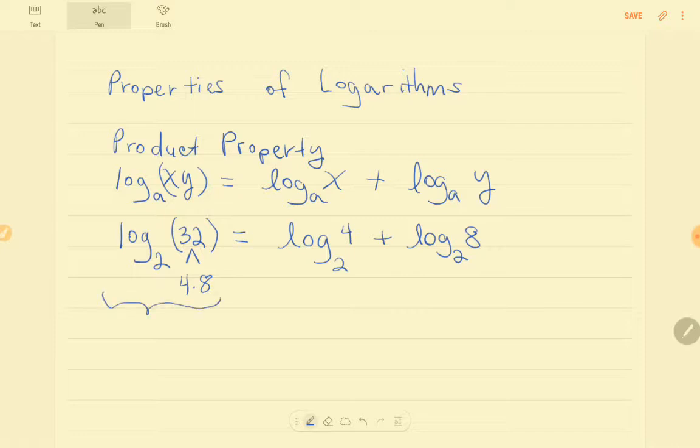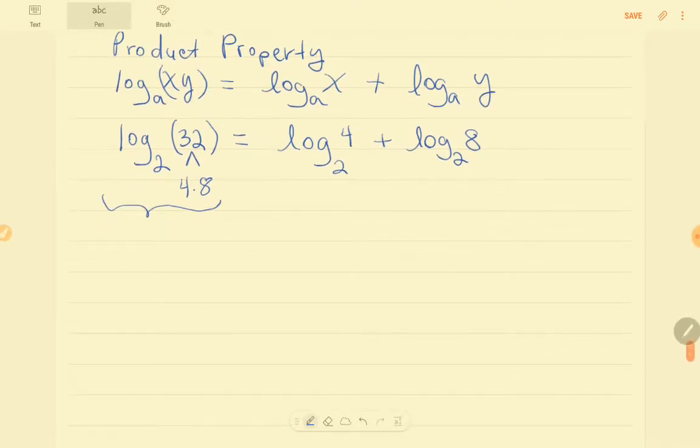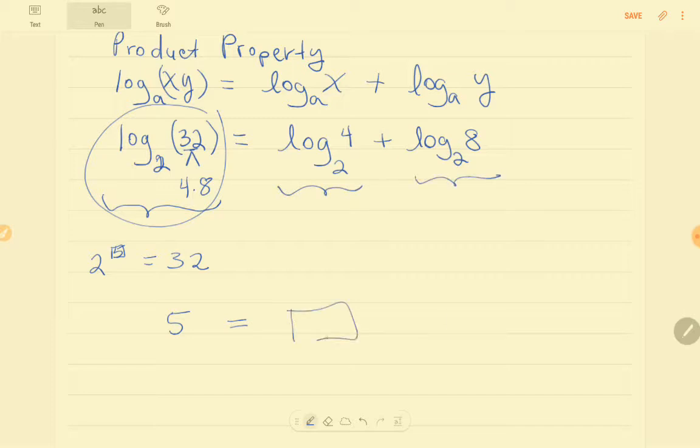So first we'll just evaluate the log base 2 of 32. And remember, a logarithm is the exponent you would need to raise the base to in order to get the argument. So if I rewrite this in exponential form, it would be 2 to some power is equal to 32. So if you raise 2 to the power of 5, you'll get 32. Therefore, this whole expression here is equal to 5. So I'm going to write 5 equals, and then we're going to evaluate these two pieces and see if it adds up to 5.